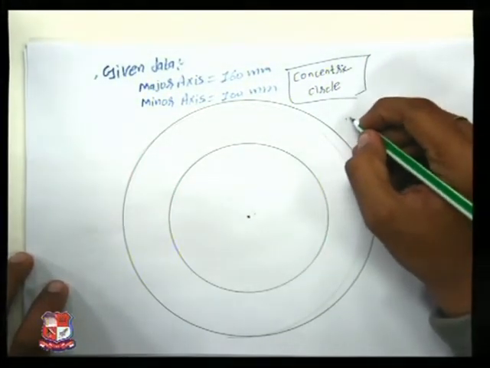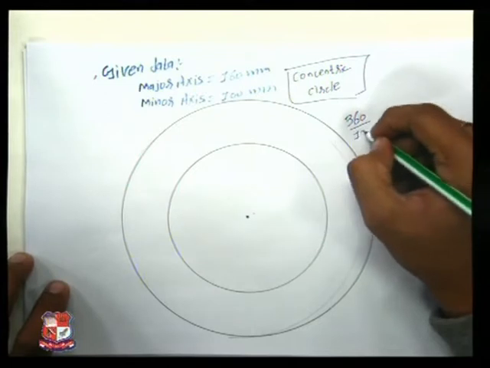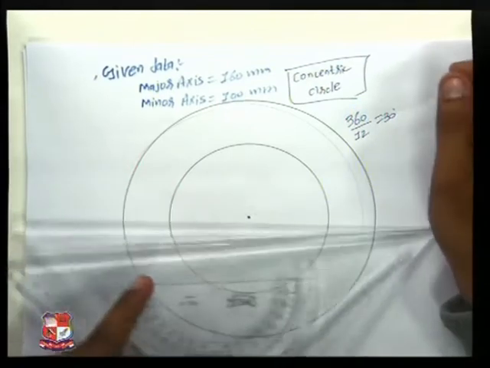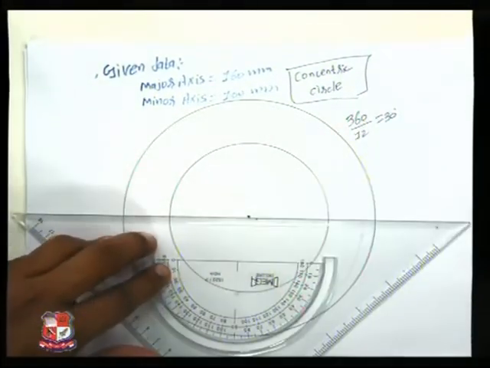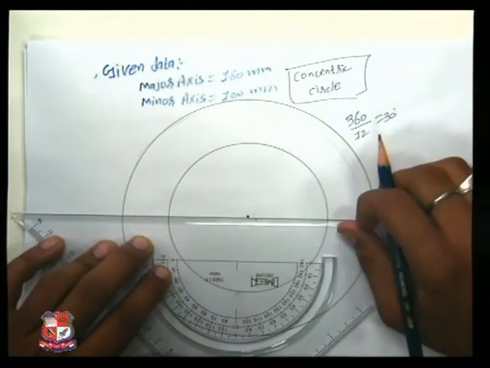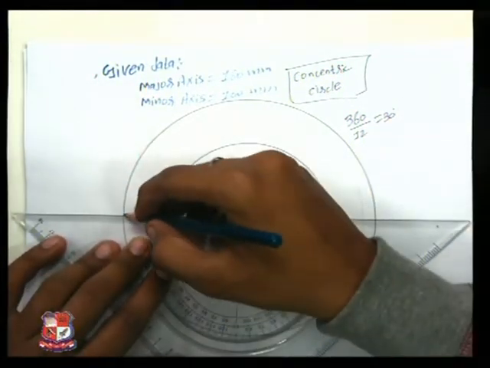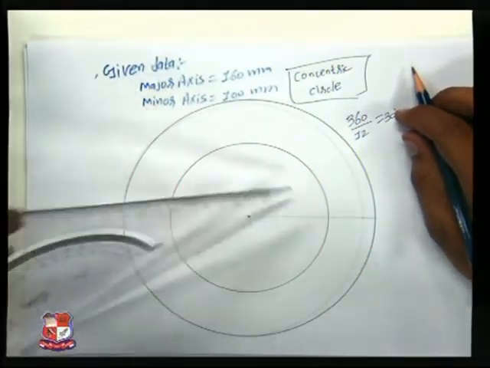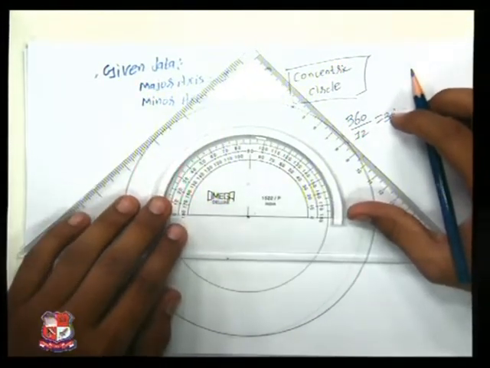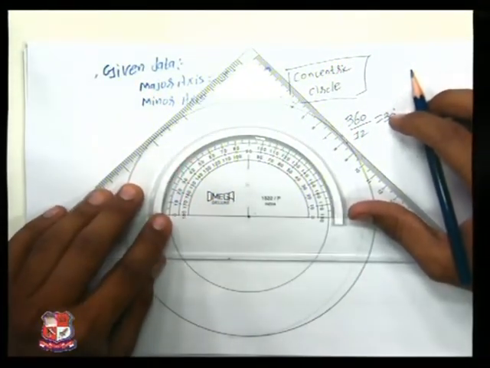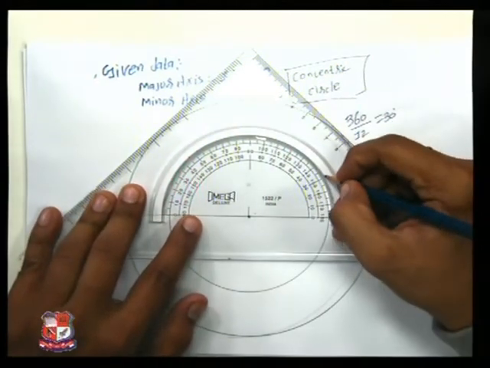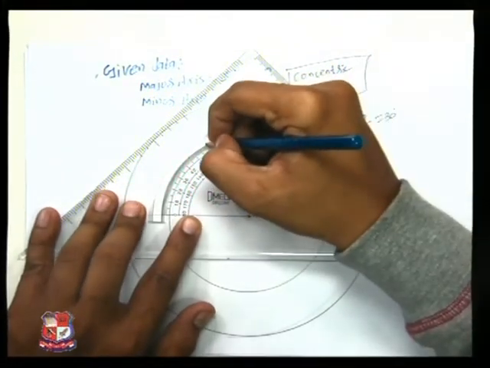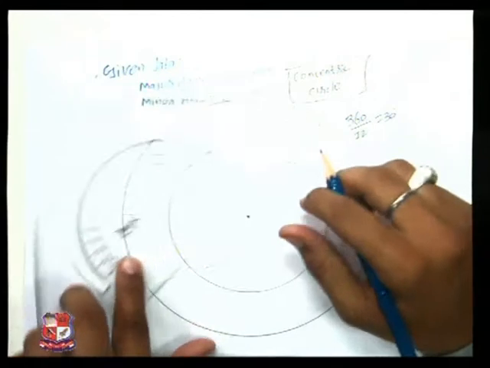12 equal parts. Division would be 30 degrees each. First of all, let's draw a horizontal line. Draw very light lines. First of all, horizontal line. Put up protractor like this. Draw the angles 30, 60, 90, 120, 150.